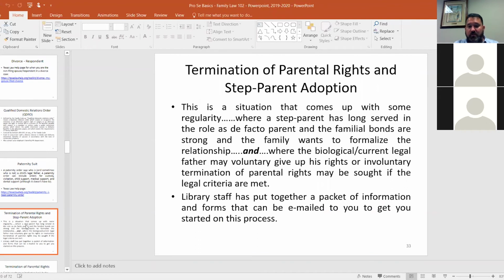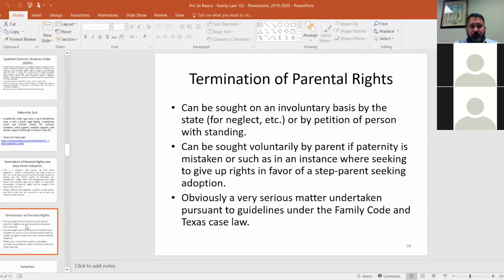There is termination of parental rights and step-parent adoption. Oftentimes, there is a mother who has children, and she has remarried to a stepfather, and the stepfather wants to become the legal father. That's something that comes up quite often. We don't have some fill-in-the-blank forms, but we do have materials that we send to people to assist them in being represented on this.